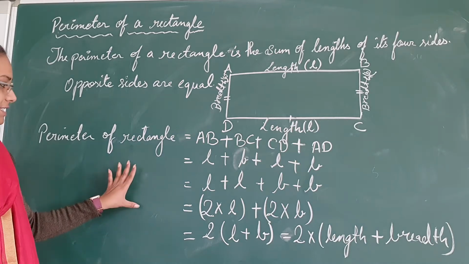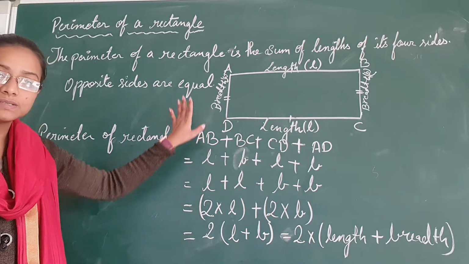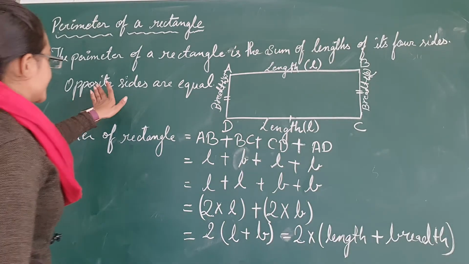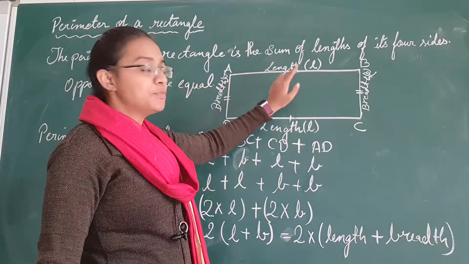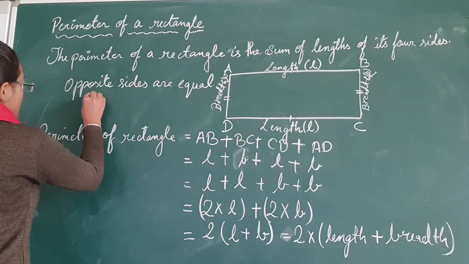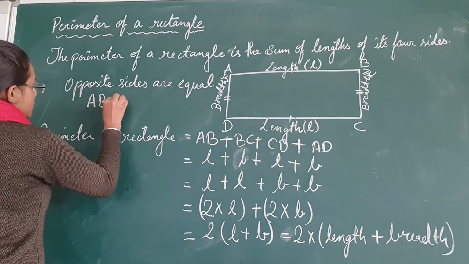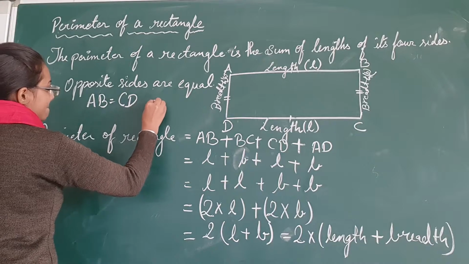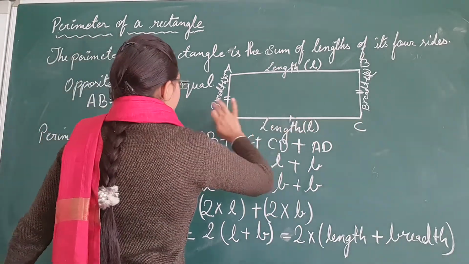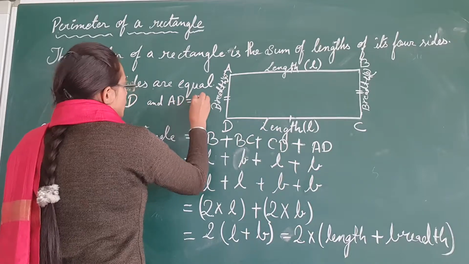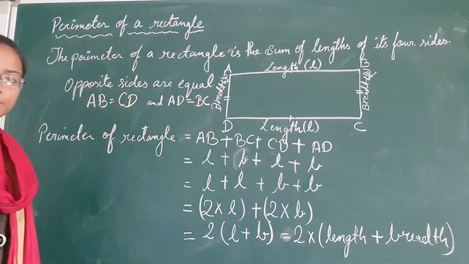So let us see an example to find out the perimeter of a rectangle. And one thing more, when I said that opposite sides are equal, that means AB is equal to CD, and these opposite sides are equal, that is AD is equal to BC.